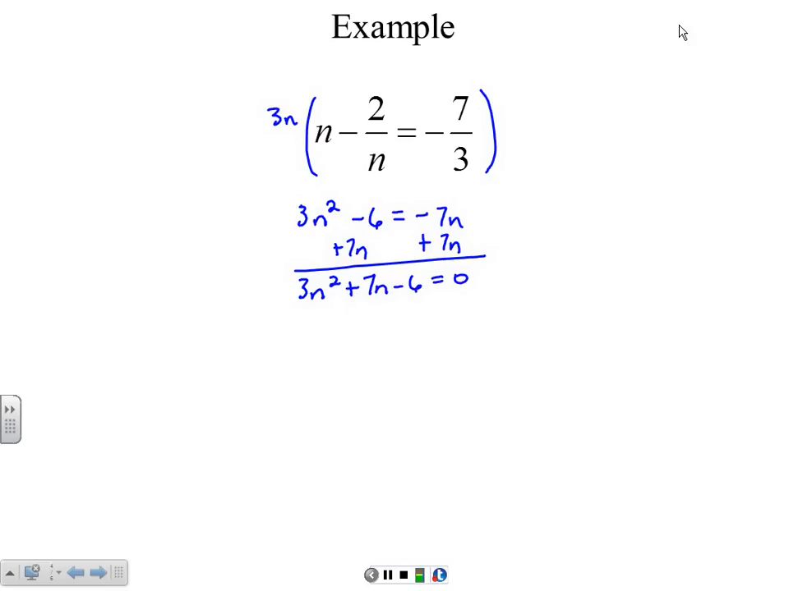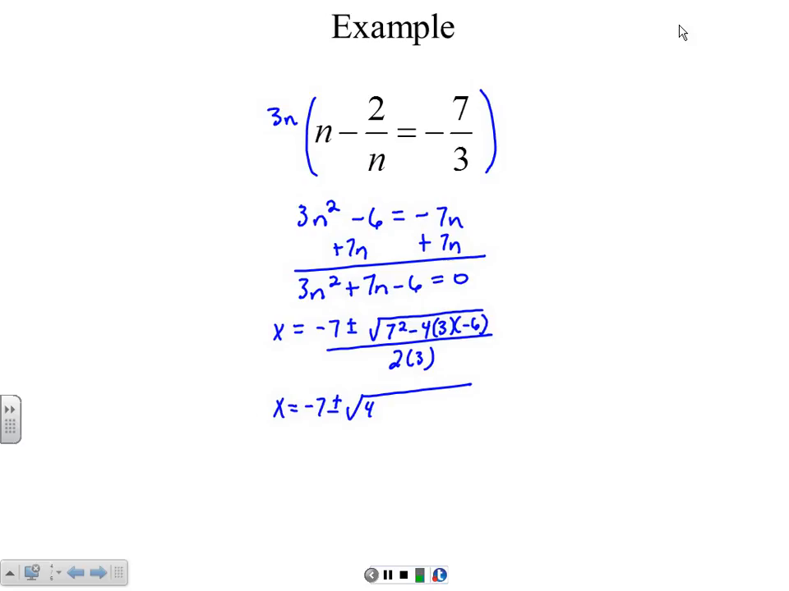Okay, and again, I'm going to use the quadratic formula because my leading coefficient is not 1. So we're going to have x is equal to the opposite of b plus or minus the square root of b squared minus 4 times a times c all over 2 times a. So we'll have x is equal to negative 7 plus or minus the square root. 7 squared is 49. Negative 4 times 3 times negative 6 is going to be positive 72, I think. Yes. So we'll get plus 72, all over 2 times 3, which is going to be 6.